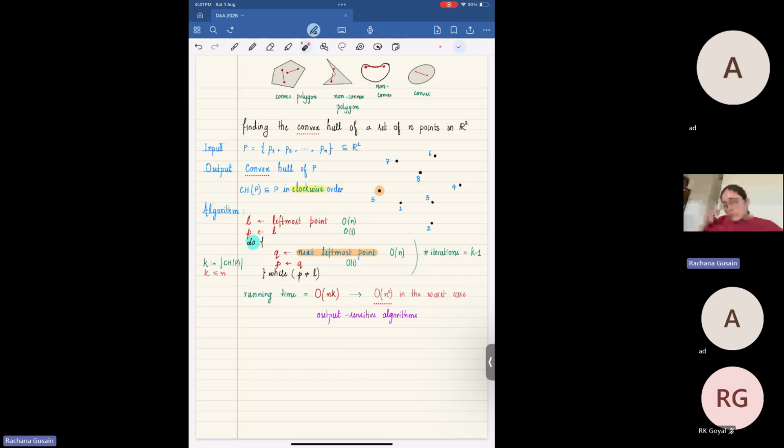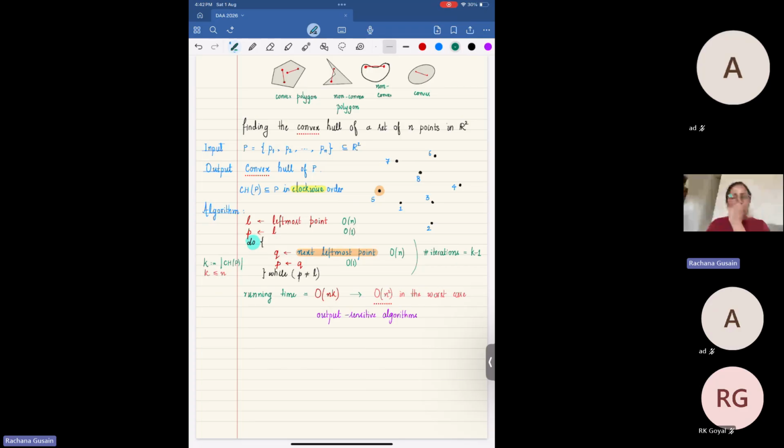Yes, ma'am. Okay, so the only thing that remains is how do we find this next leftmost point. All these points are stored in an array, and we have found the leftmost point. This will be at some index in the array, index 5 in this example. With respect to this point, I want to find the next leftmost point, which is 7. So how are we going to do that? For that, we need to understand a basic problem in geometry.